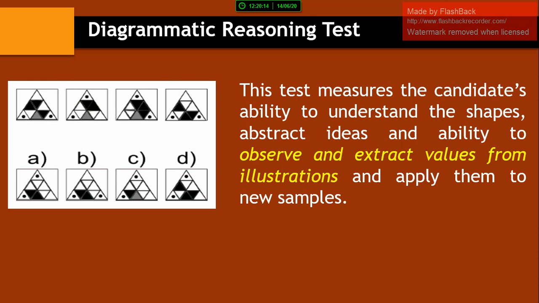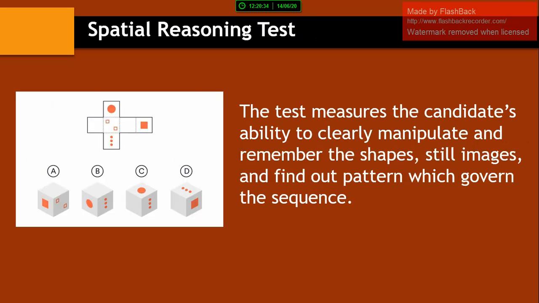Diagrammatic reasoning test. This type of pictures is given to the candidate, and what will be the next picture? Among A, B, C, D, the candidate chooses one picture. So it tests abstract ideas and the ability to observe and extract value from illustrations and apply them to a new sample. That is the diagrammatic reasoning test.